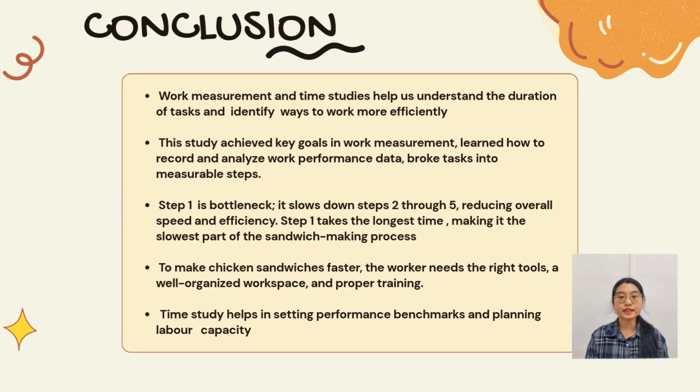Step 1 is the bottleneck, and it takes the longest time among the steps, and it slows down Step 2 through Step 5, reducing overall speed and efficiency. To make chicken sandwiches faster, the worker needs to use the right tool, a well-organized workspace, and proper training. Time study helps in setting performance benchmarks and planning labor capacity. By timing how long tasks take to produce a chicken sandwich, an organization can decide where workers need training or where the process can improve.